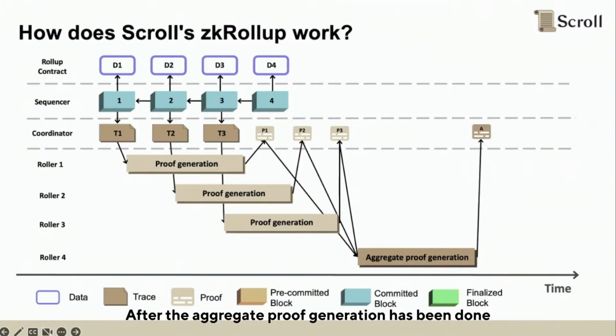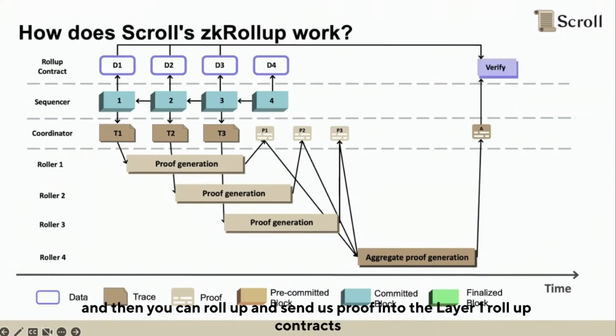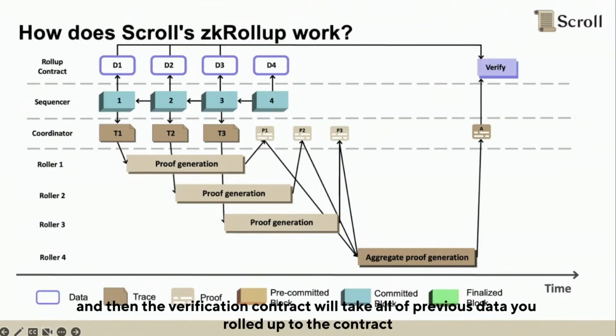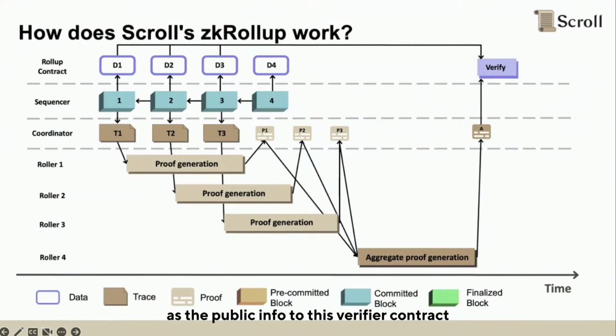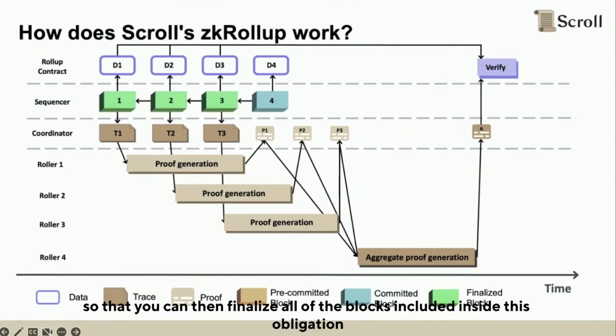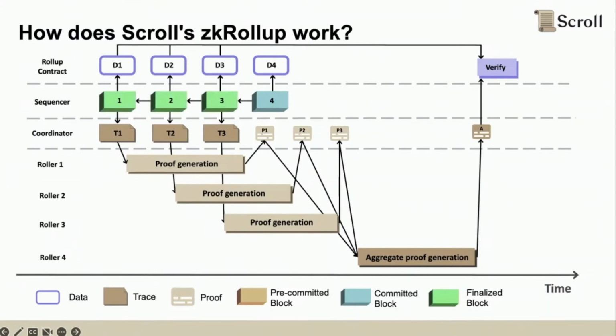After the aggregate proof generation has been done, you receive this aggregation proof. Then you can roll up and send that proof into the layer 1 rollup contracts. That verification contract will take all of the previous data that you rolled up to the contract as the public input to this verification contract, so that you can then finalize all of the blocks that are included inside this aggregation proof.